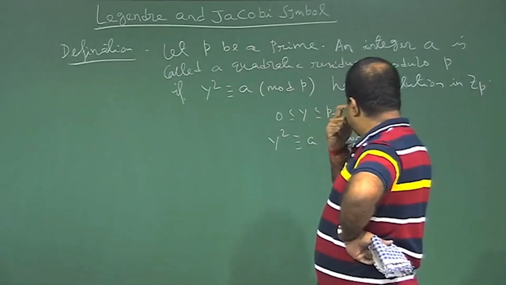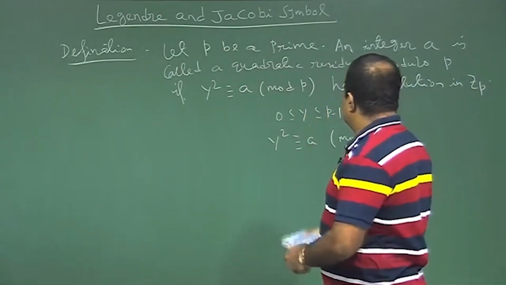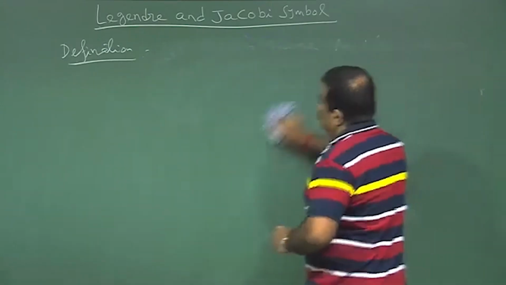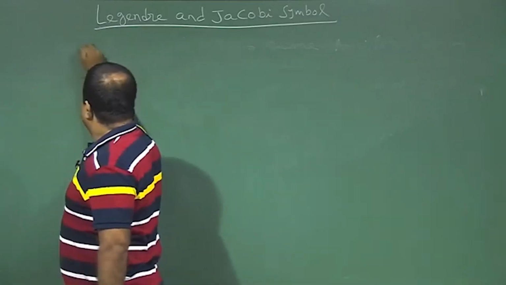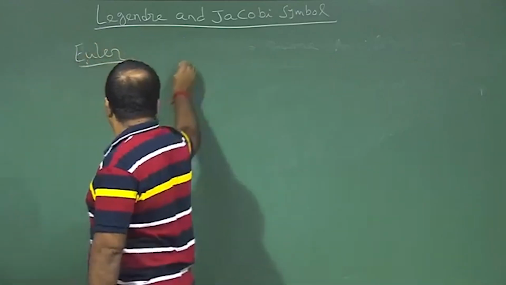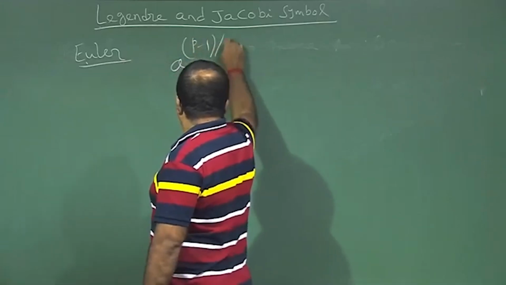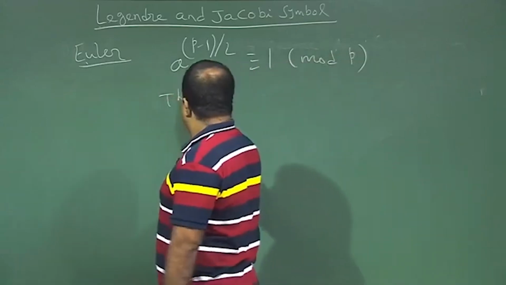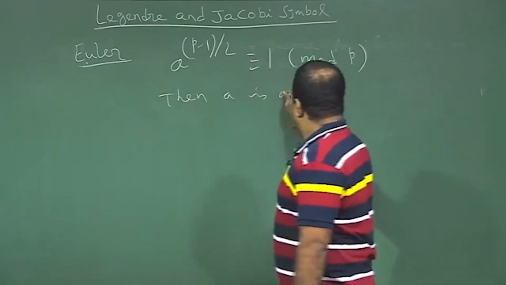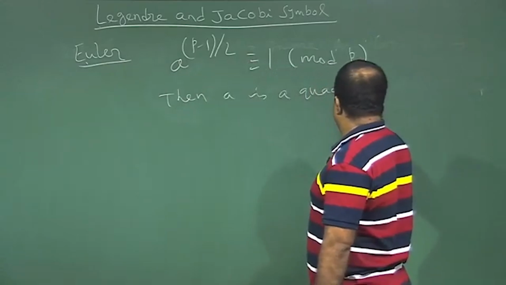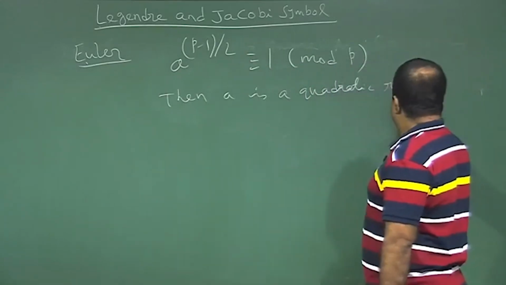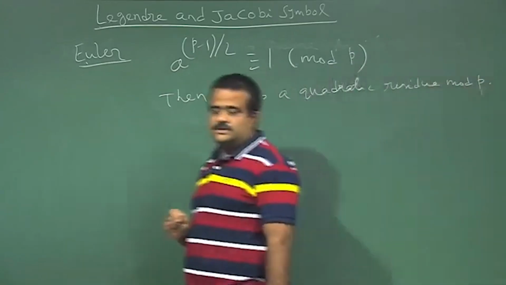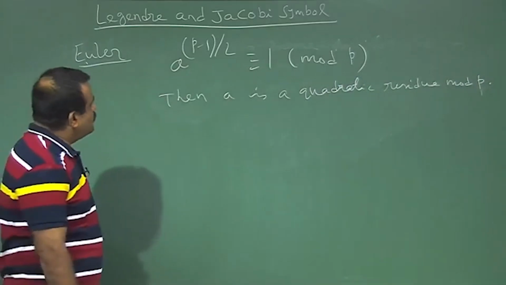And we have seen some result on the quadratic residue, like by Euler's result. Euler's criteria is telling, if a to the power (p minus 1) by 2 is congruent to 1 mod p, where p is a prime, then a is a quadratic residue mod p. So, this result we have seen, and we have proved it.